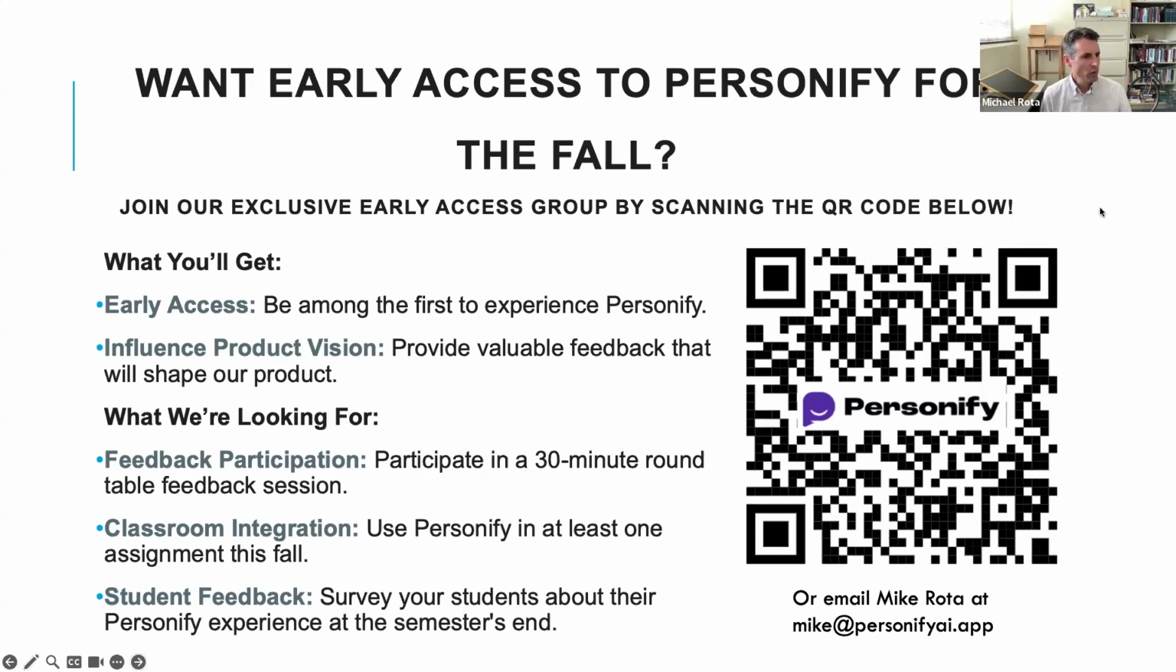So you can email me, or if you have a phone and you want to, you can scan that QR code. What it'll do is put you on a list, so we'll know to email you and reach out. A few more questions.